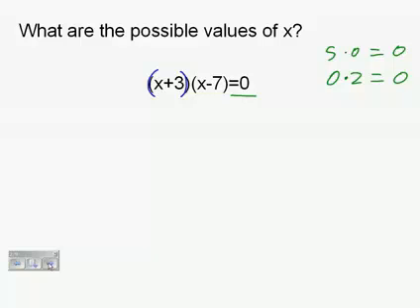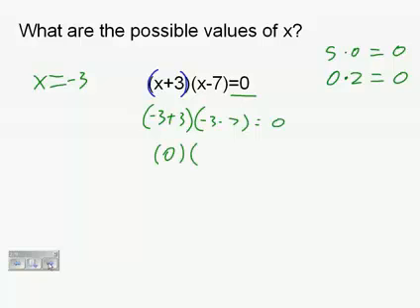Looking at x plus 3, how do I get the parentheses x plus 3 to be 0? If x was negative 3, negative 3 plus 3 would be 0. So if x equals negative 3, plug it in. I have negative 3 plus 3 times negative 3 minus 7 equals 0. Negative 3 plus 3 is 0, times negative 3 minus 7, which is negative 10, equals 0. Good. 0 times negative 10 is 0. Check. That worked. So x does equal negative 3.